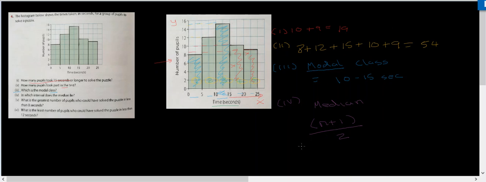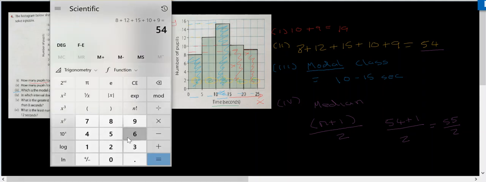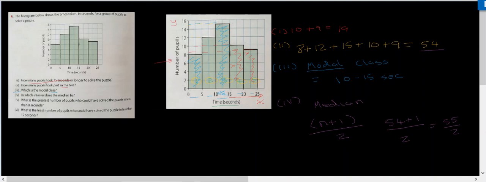So what we need to do is figure out n, which is the number of numbers. We've figured that out here. It's the total number of students in this case, so it's going to be 54 plus 1, divided by 2. And that's going to be equal to 55 divided by 2, which is 27.5.